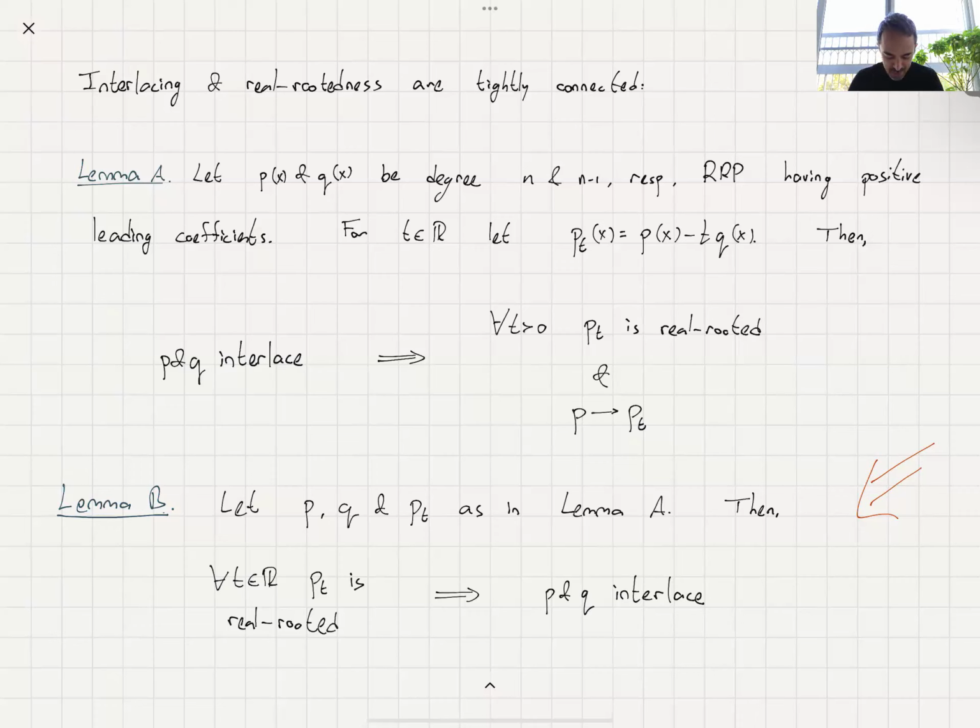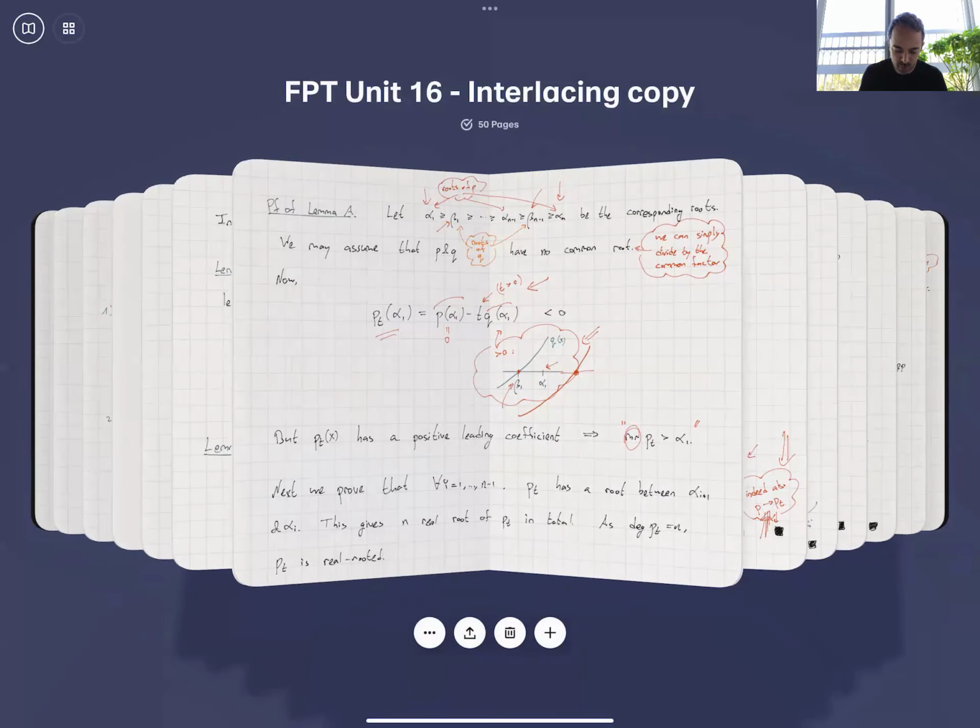So let's see that. Now, this is different, right? I mean, the proof strategy must be different because in the first lemma, you assume P and Q interlace and you want to prove real-rootedness. And to prove real-rootedness, you just need to find roots. I mean, that's one way of doing that. Here you want to prove that they interlace. So the proof is going to be different, and it's indeed going to be by contradiction. We're not going to find roots.